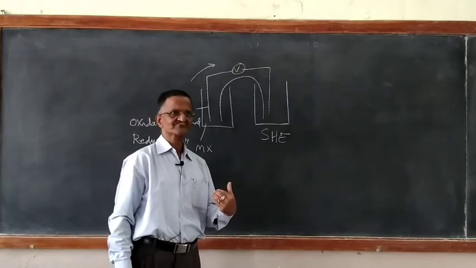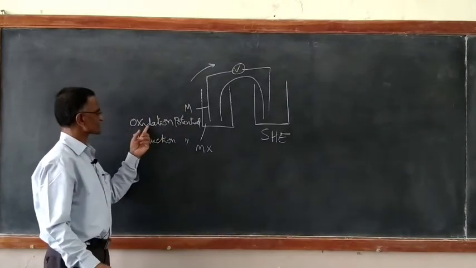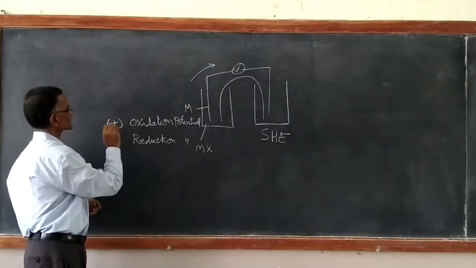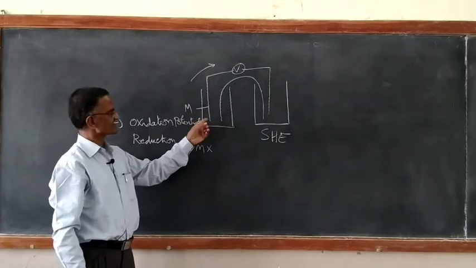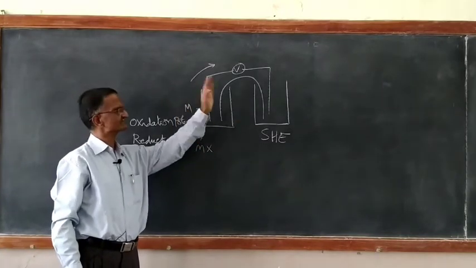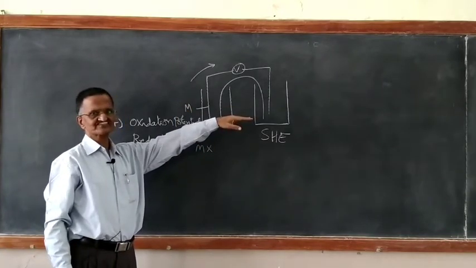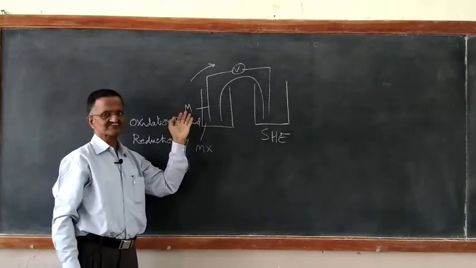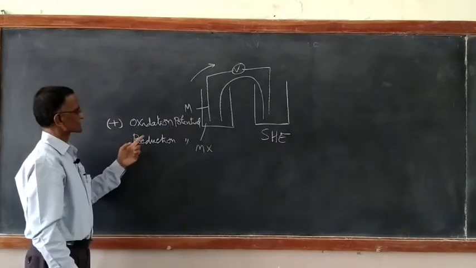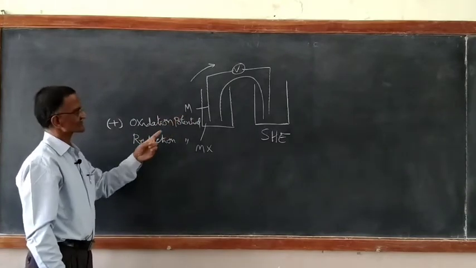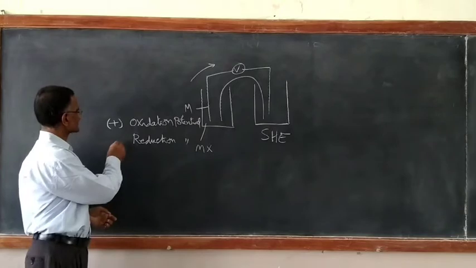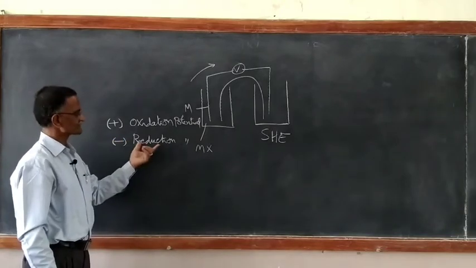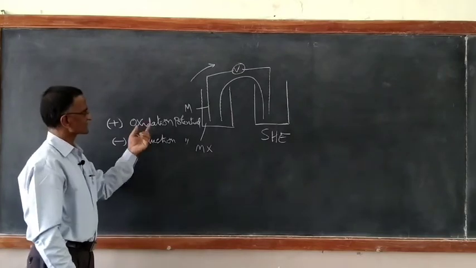Without constructing, how to tell? Oxidation potential. Here, if oxidation is taking place, the value is positive. That means here my metal is ready to undergo oxidation and push electrons towards the hydrogen end. But if it is reduction taking place, electrons are coming, ready to undergo reduction, the values will be negative, like this.